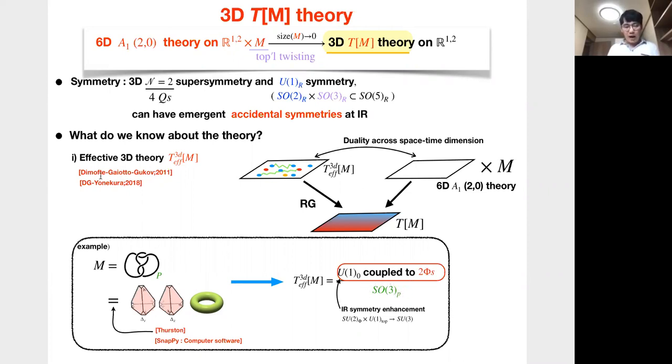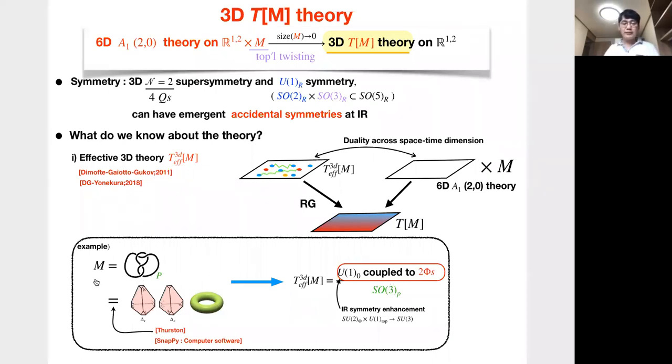Following this construction, the effective 3D theory associated with this manifold is given simply in this way. It is a U(1) Chern-Simons theory coupled to two chirals, which will flow to a CFT that has an SU(3) flavor symmetry. Then we gauge the SO(3) subgroup of this SU(3) symmetry, and we obtain the effective theory given here.